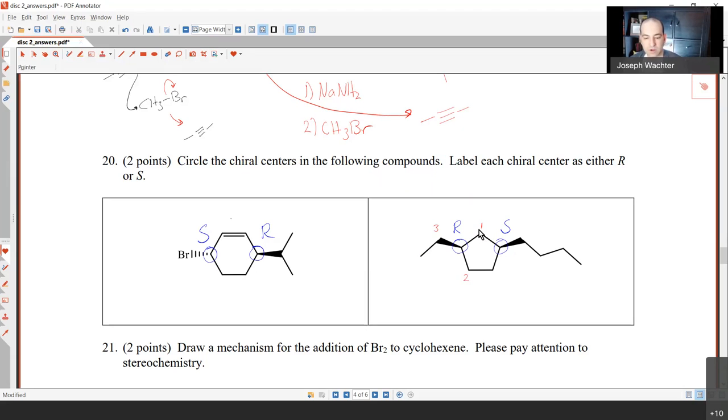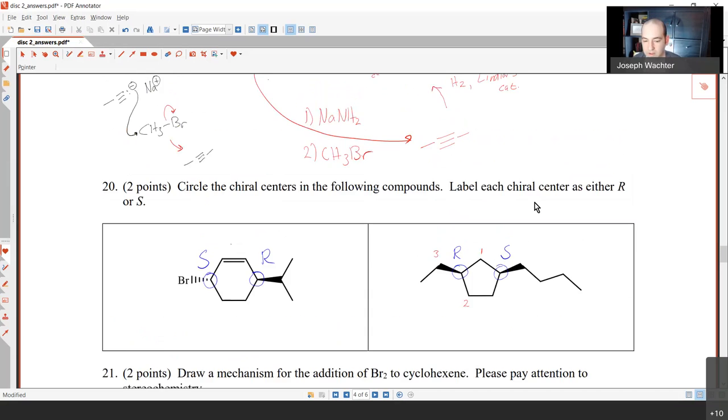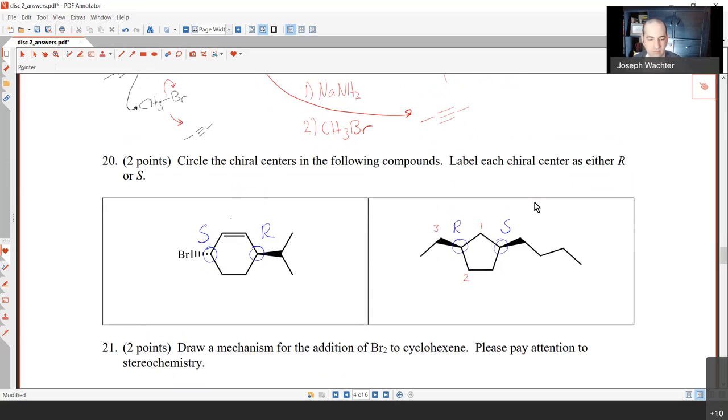Okay, so that's where we get R, 1, 2, 3, R. And that's the same idea over here. So we look at this one, we've got one here versus here versus here. Those are all carbons. So we go out to the next one, and now this one becomes priority one, this one's priority two, and then this one's going to be three. But again, I probably won't give you ones that are quite that complicated. I'll see.